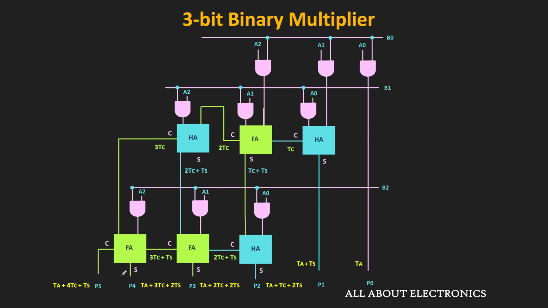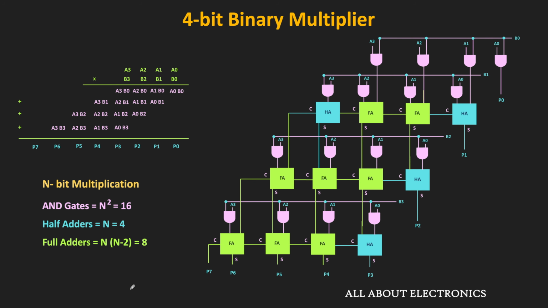Similarly, this is the timing analysis for the 3-bit multiplier. Once again, if TA, TC and TS are equal to 1 unit delay, then P4 and P5 will be available after 6 unit delays. So in general, we can say that for the n-bit multiplier, approximately after 2n delay, we will get the valid product output of the multiplier. And as the number of bits in the multiplier increases, this delay will also increase.